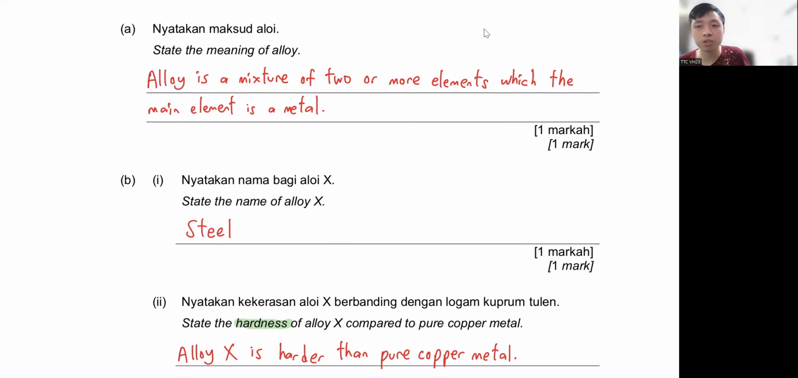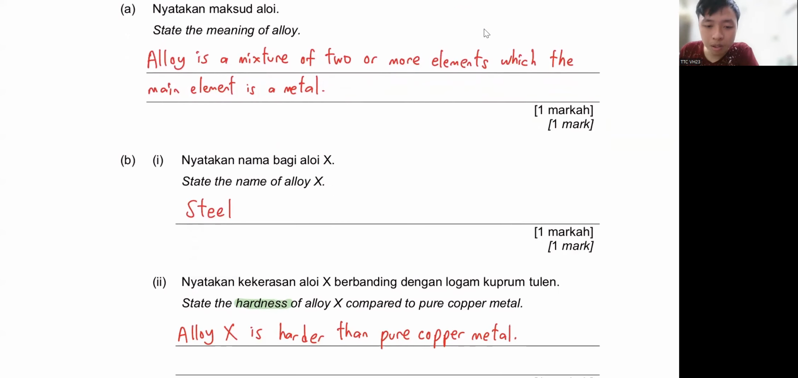Copper alone is weaker. When they add carbon to disturb them, the structure becomes stronger because the structure is disrupted. So when you apply force, the layers won't easily slide over each other. This is the explanation in case they ask.